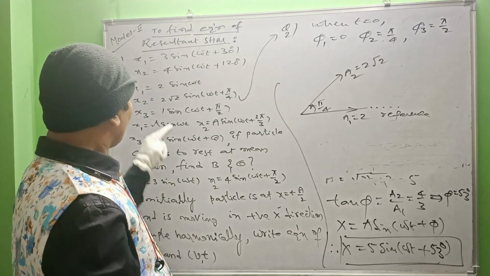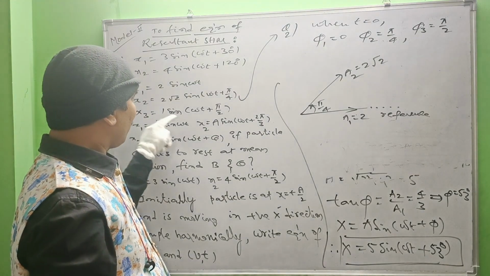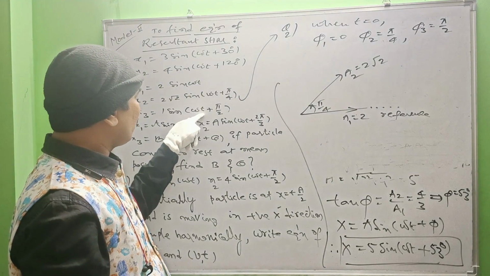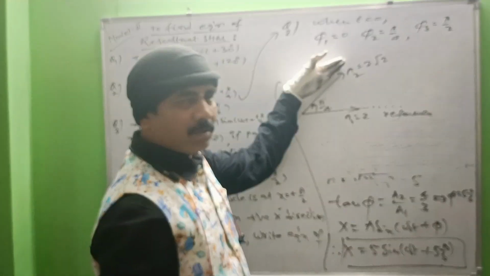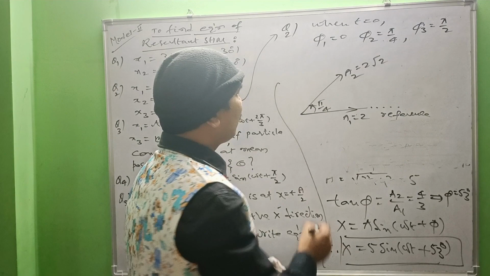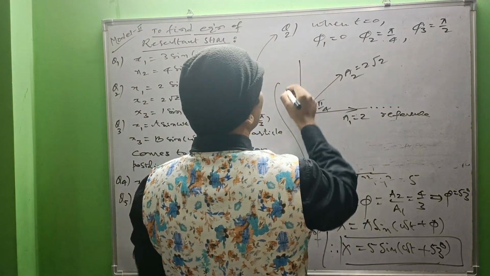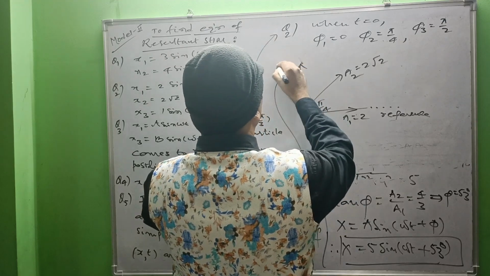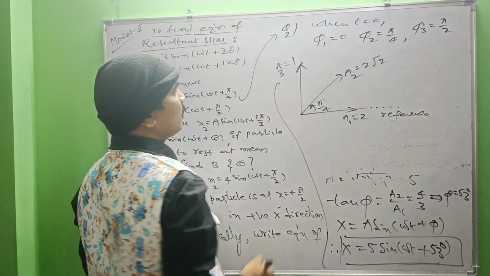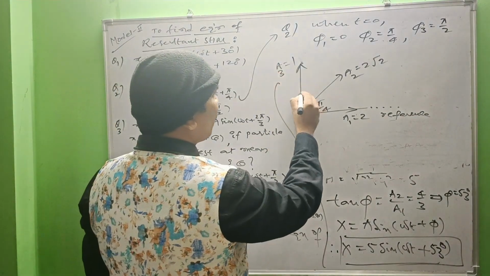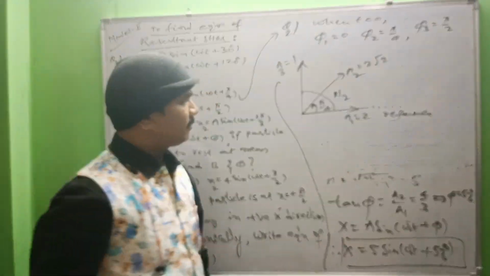Next one. Coming to the third one. What is the amplitude here? A3 equals 1. But the initial phase when t equals 0 is pi by 2. So pi by 2 with respect to the reference line, not with respect to A2. With respect to the reference line, pi by 2 means take it along the y-axis like this. So this is A3 with value 1. So A3 makes an angle pi by 2 with the reference line.